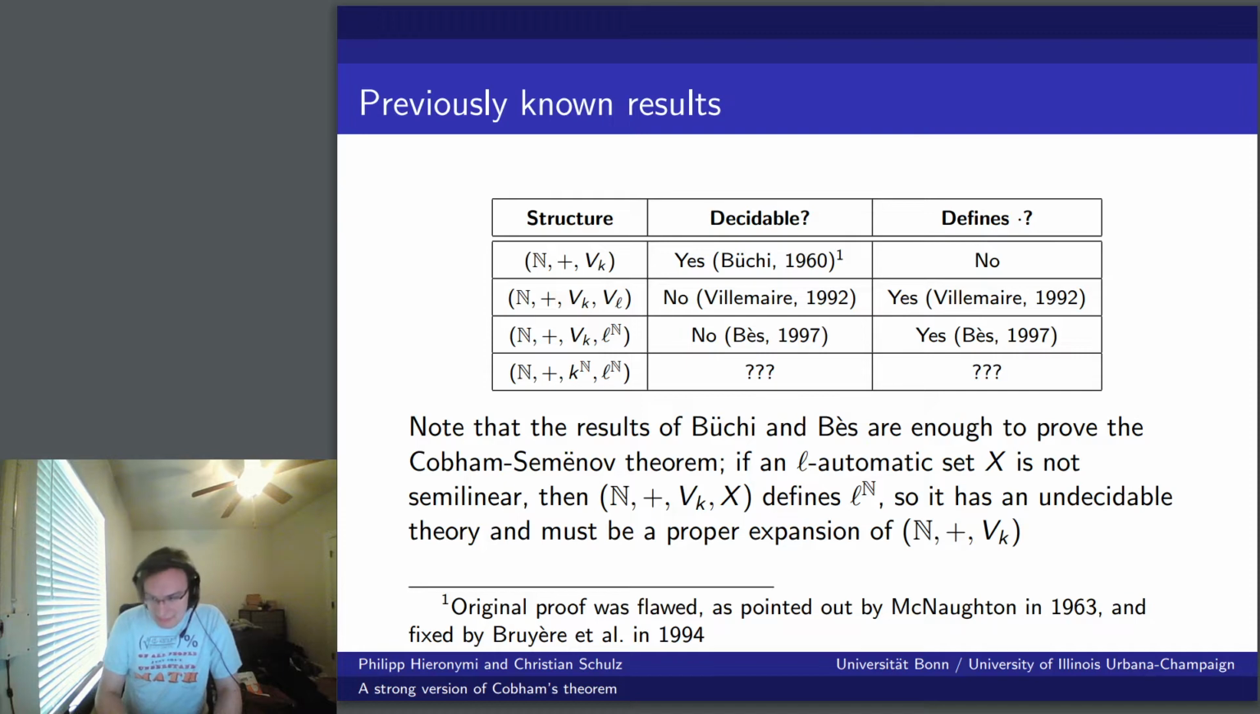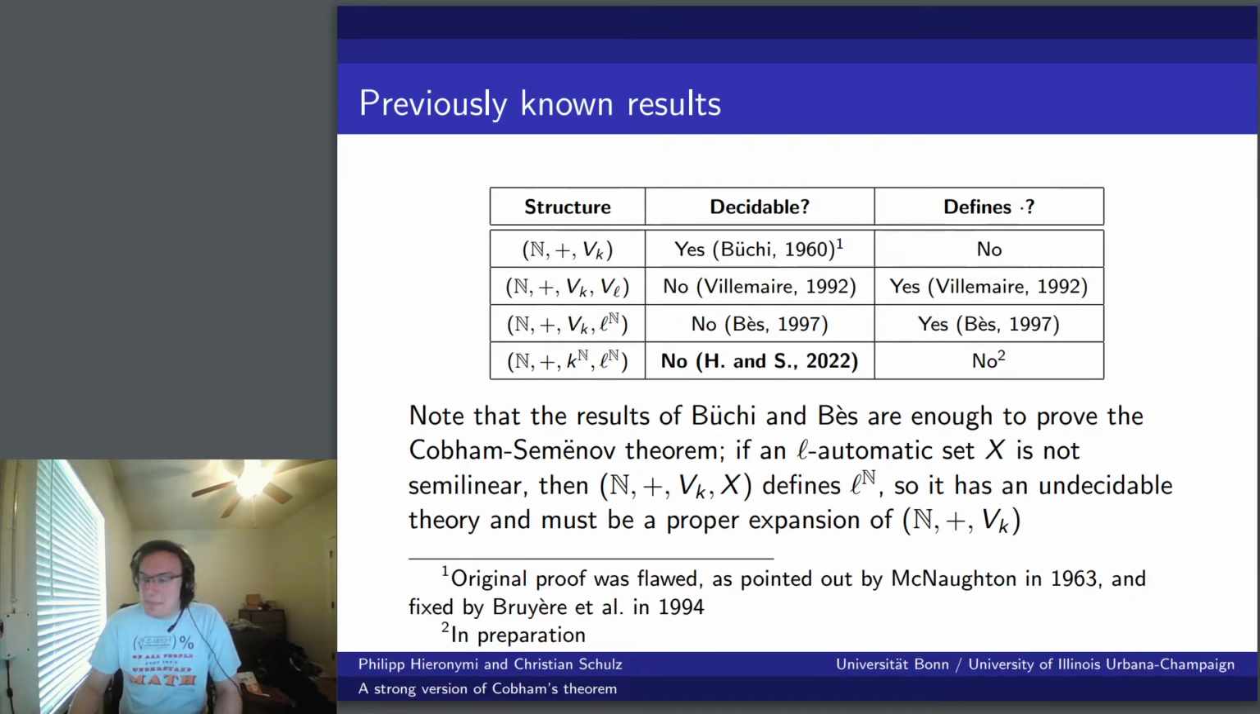So, let's fill in the last row, shall we? The result that I'm presenting today is that this structure with k to the n and L to the n still has an undecidable theory.